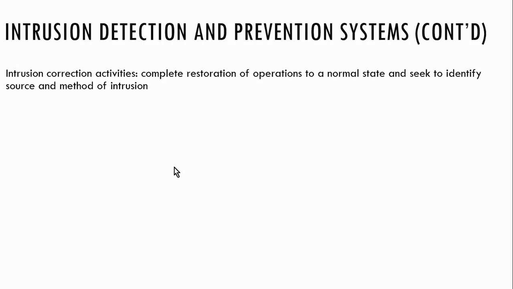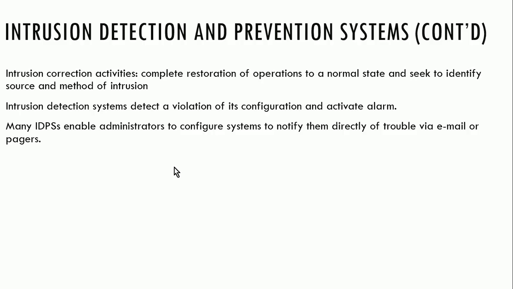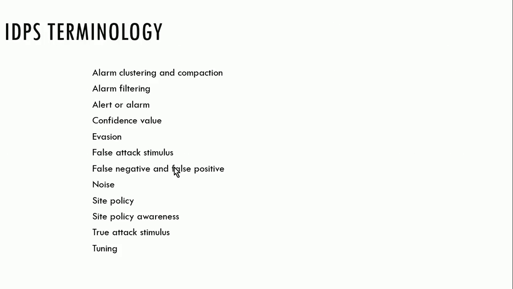So in other words, like I said, they can be active. They can be actively trying to identify and prevent the intrusion. So intrusion detection systems detect a violation of its configuration and activate an alarm. Usually they can activate some kind of alarm to notify someone that something is happening. They can enable administrators to configure it to send an email or to page them in real time. And they can be configured to notify an external security service organization of some kind of a break-in.